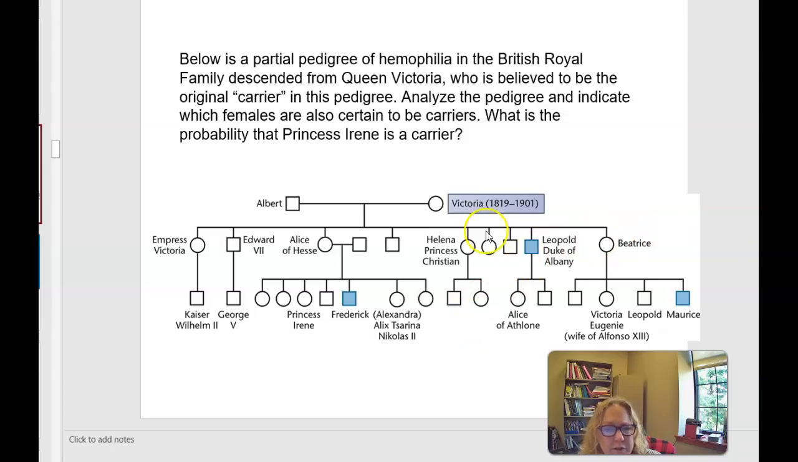Who is believed the original carrier? Analyze the pedigree and indicate which females are also certain to be carriers. What is the probability that Princess Irene is a carrier? So Victoria is a carrier. She doesn't have the disease. If she had it, then all of her male children would have it, right? She doesn't have it, but she is a carrier, and that's where you get her passing it on to Leopold, who probably has a wife somewhere who's also a carrier, probably both.